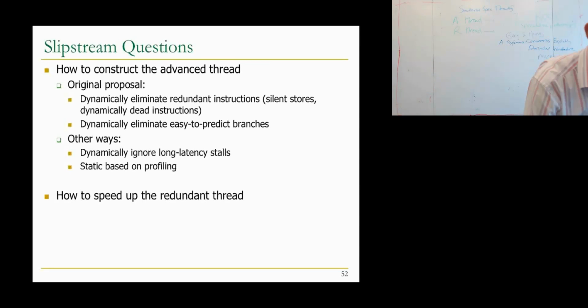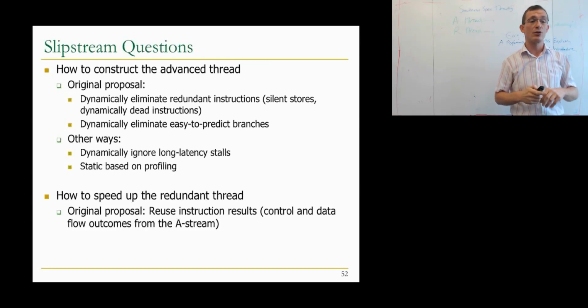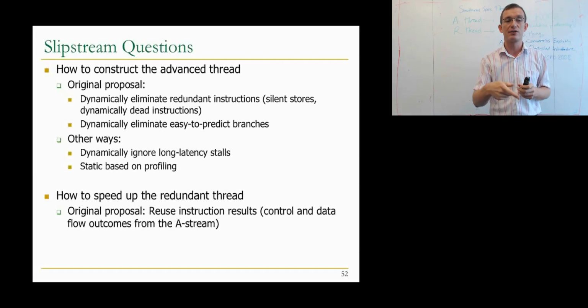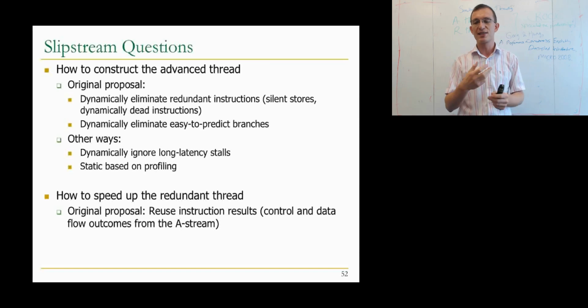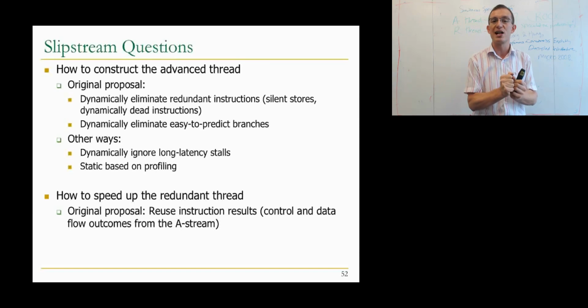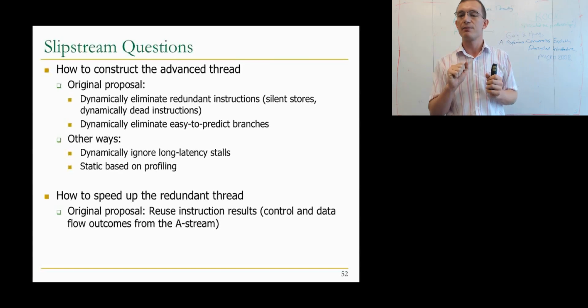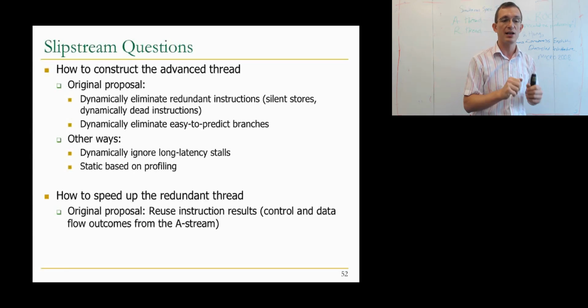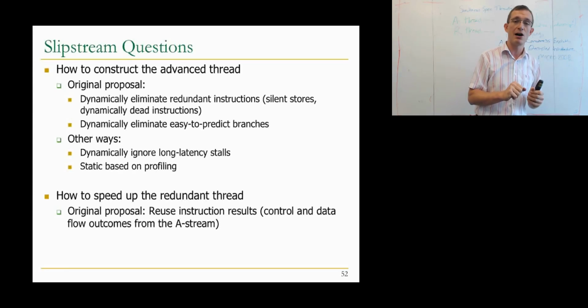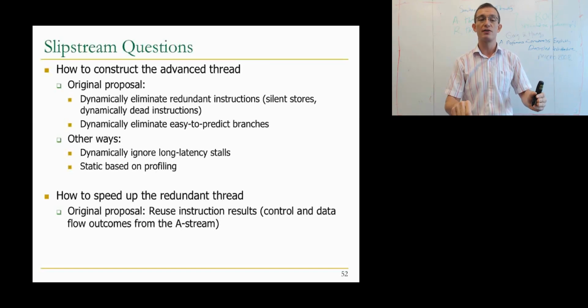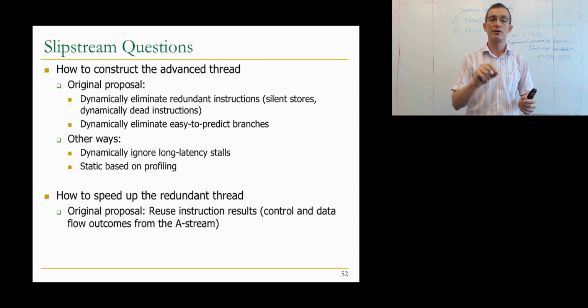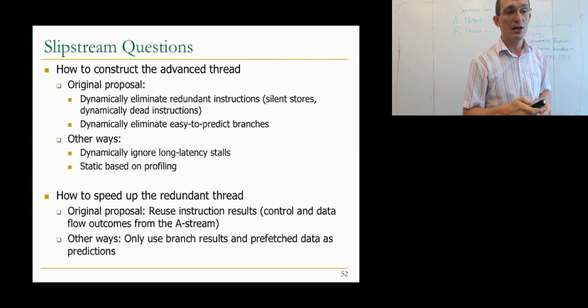Okay. How do you speed up the redundant thread? That's another question, right? The original proposal actually reuses instruction results, control and data flow outcomes from the advanced stream. It turns out this is not that easy because you need to merge the results into the redundant stream, right? Somehow, and the redundant stream is executing out of order. How do you actually merge the results coming from the advanced stream into the redundant stream if you would like to do that? There are other ways.